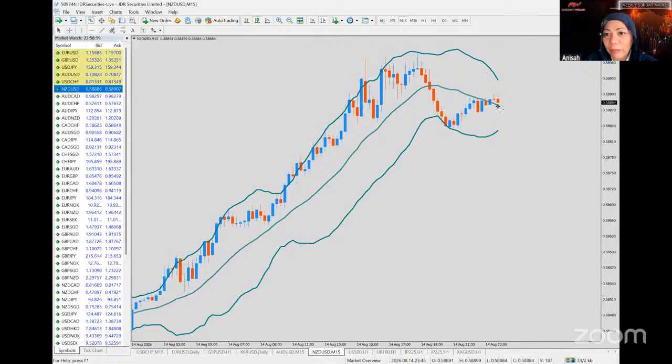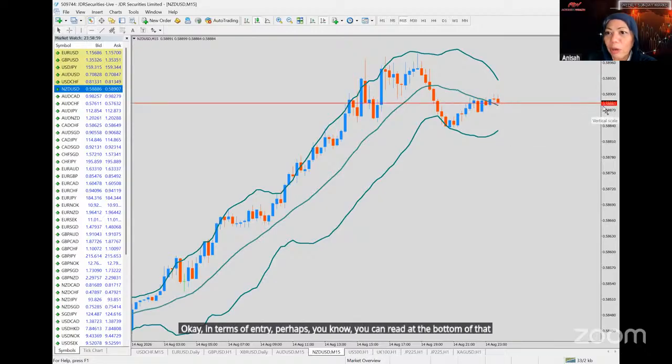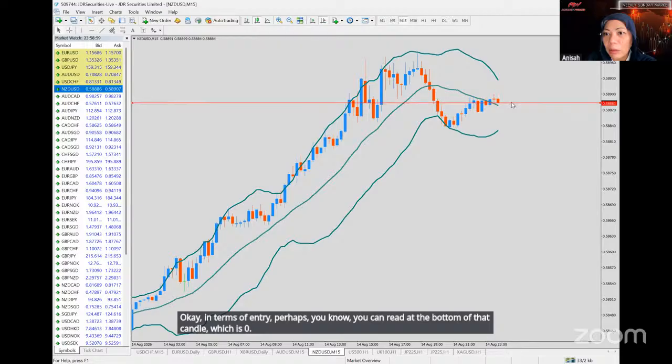So it could continue upward. In terms of entry, perhaps you can wait at the bottom of that candle, which is 0. Hang on, let me correct it.